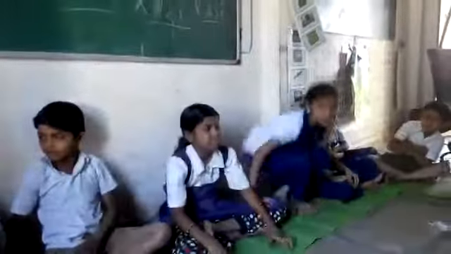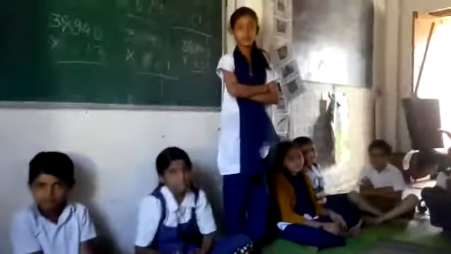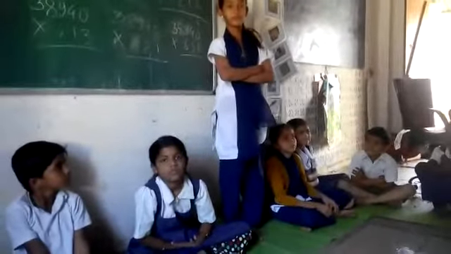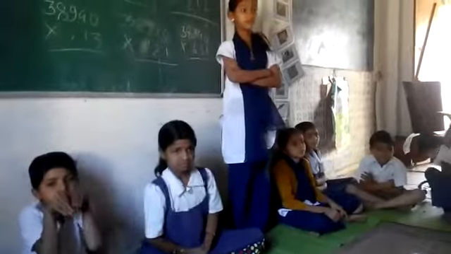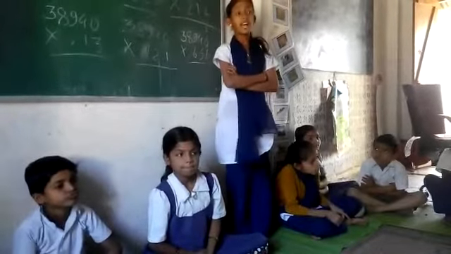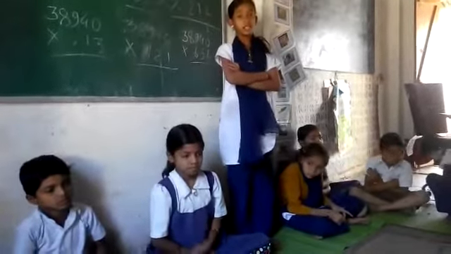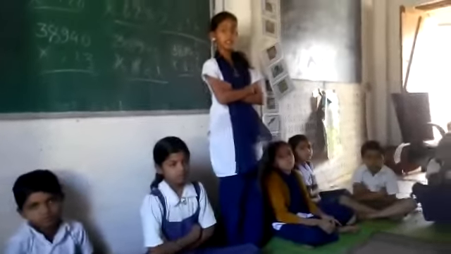Now stand up, Renuka. Renuka, now tell me, how many boys are there in the class? There are 7 boys in the class. Very good. Silent clap for her. Okay.